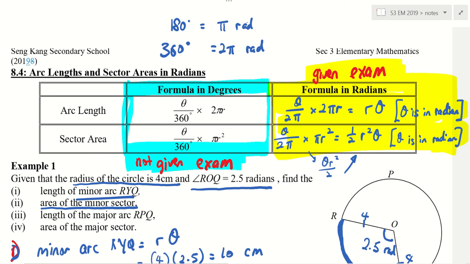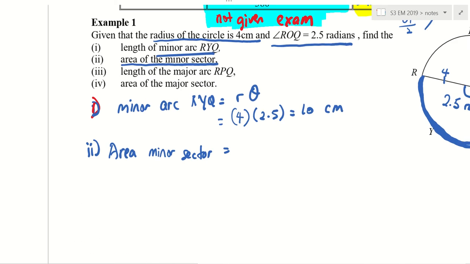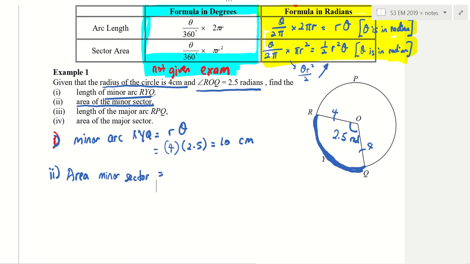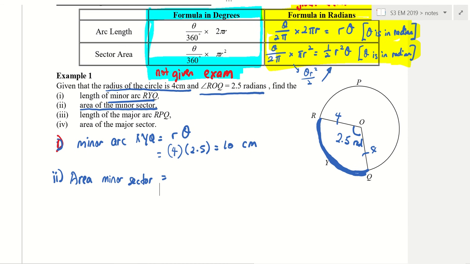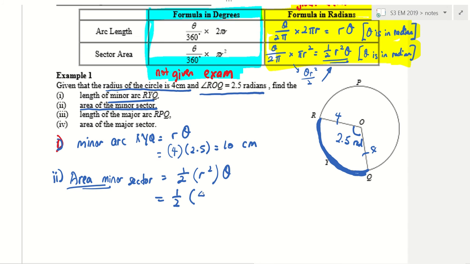Okay, Xinhui, can you do part 2 with me? Xinhui, I want area of sector. Which formula do I use? That one, half r square theta, right? So I write half. What is r square theta? What is r? 4 square. What is theta? 2.5. Just like that.